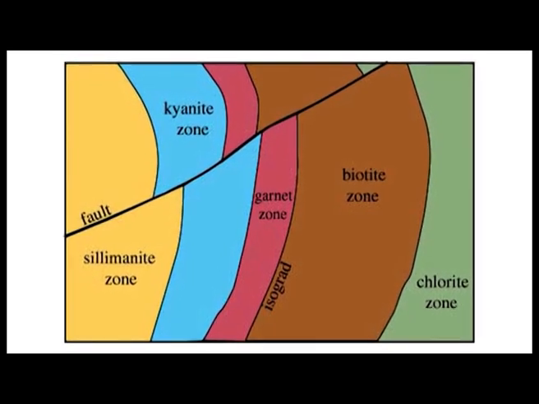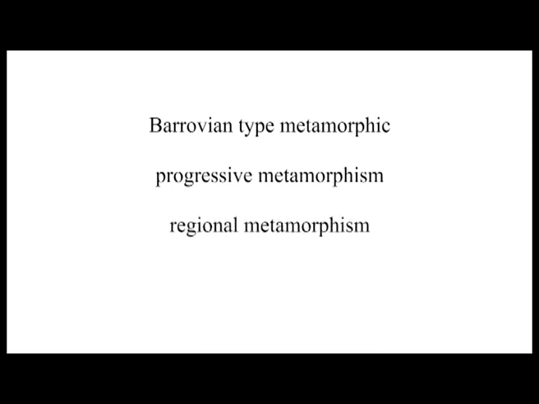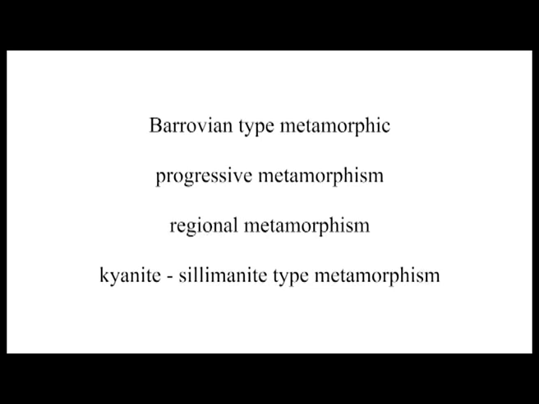With increase of temperature, the boundary between two mineral zones is called an isograd. The isograd is a line of equal isothermal surface. This type of metamorphism is referred to as Barrovian type metamorphism, or progressive metamorphism or regional metamorphism, or even we can say kyanite-sillimanite type metamorphism, which was subsequently recognized in several metamorphic terrains of the world including India.